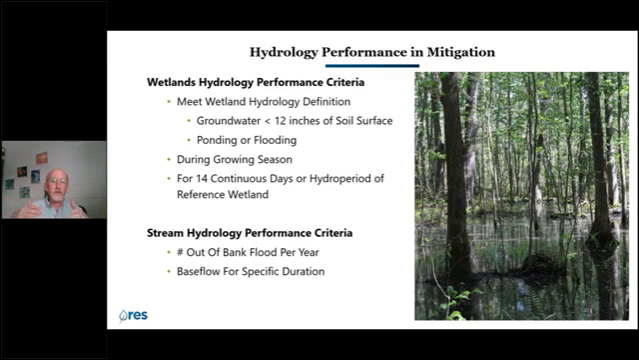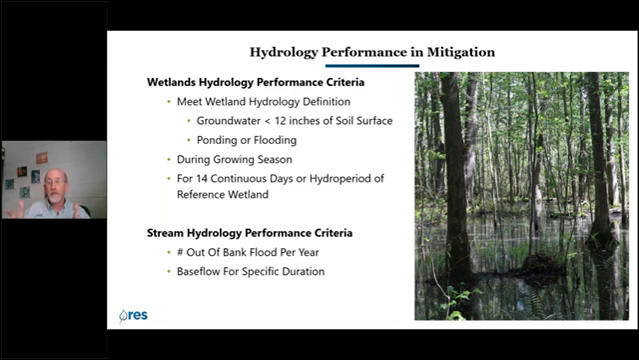Or, this particular criteria varies by state or region. You may have a criteria that says your hydro period has to meet that of a similar reference wetland nearby. And remember that these are a broad summary of the types of performance criteria out there being used in many, many different jurisdictions. I'm sure there are others out there.